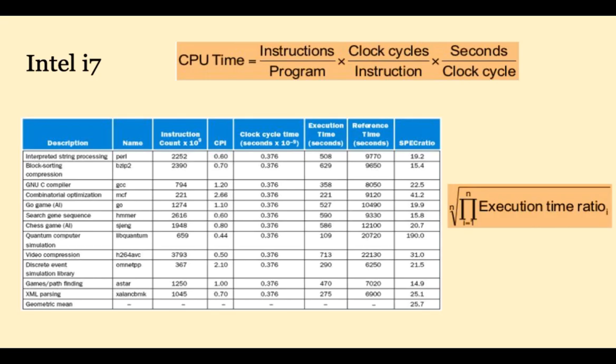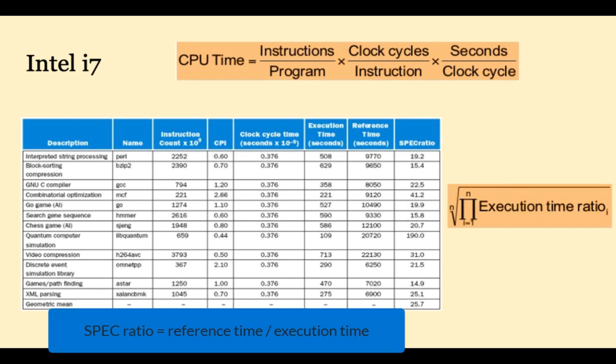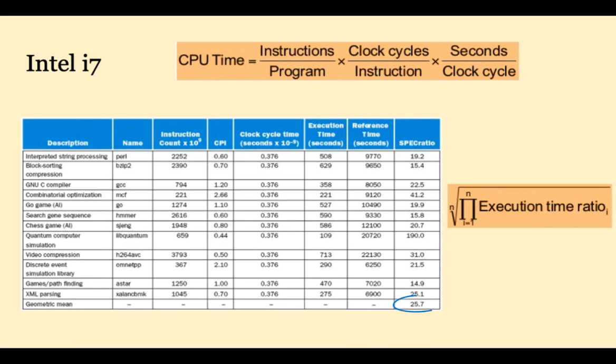Here we see a SPEC evaluation of the Intel i7. Each row indicates a different program in the benchmark set, and what we see as we go across is really our CPU time formula again, I times CPI times clock cycle time, and this gives us our execution time. The execution time for each program is compared to a reference time for a baseline computer, and these are divided to get the relative performance, which is the SPEC ratio in the last column. Finally, at the bottom right, we see the geometric mean over all of these benchmark programs. What this is saying is that the i7 is 25.7 times faster than the baseline CPU.